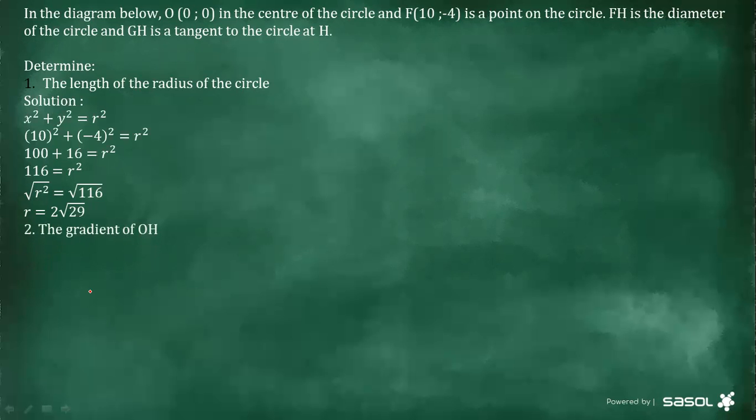The gradient of OH, let us determine the gradient. We've got that point H, which is (-10, 4). It was not supposed to be negative 10 there. It's negative 10.